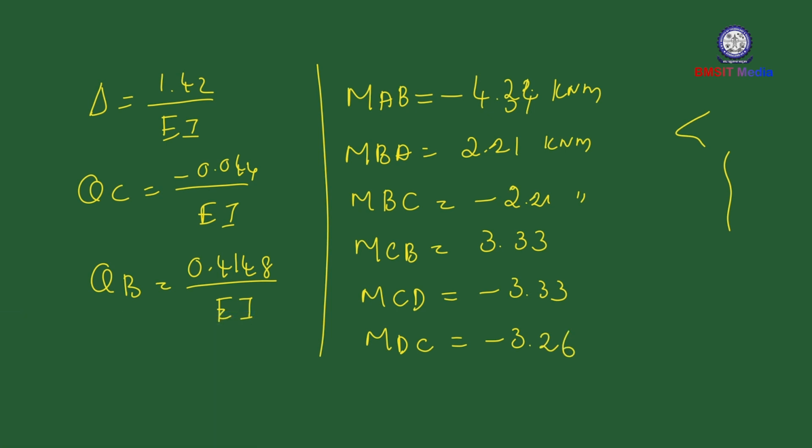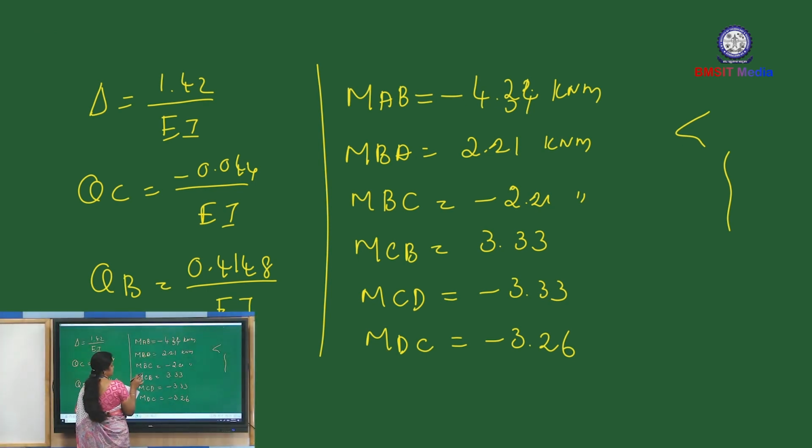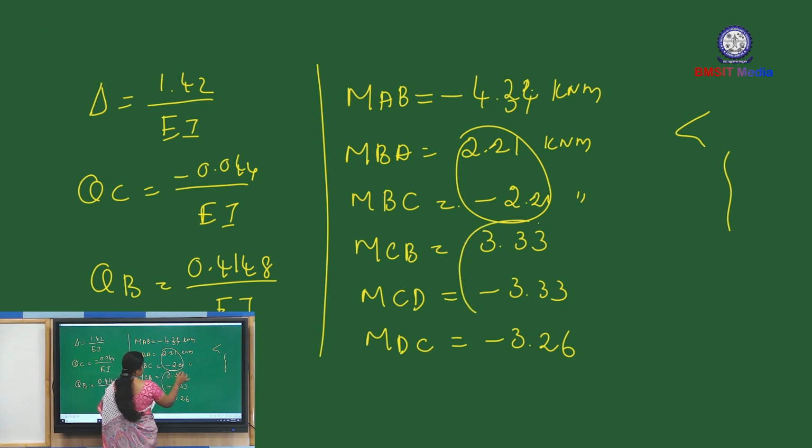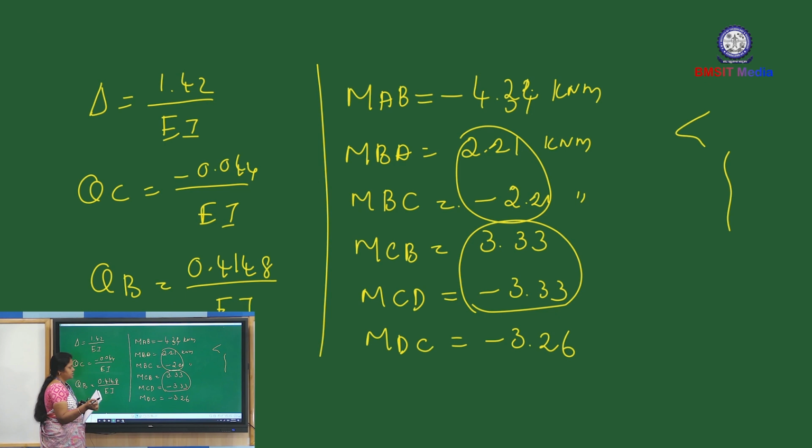So at the joint, we have written the joint equilibrium equation. At joint B, MBA plus MBC equal to 0. If you sum up these two values, we get 0 only. Coming to joint C, we have written MCB plus MCD equal to 0. If you sum these, we get 0 only. This is one check whether we found the correct values or not.